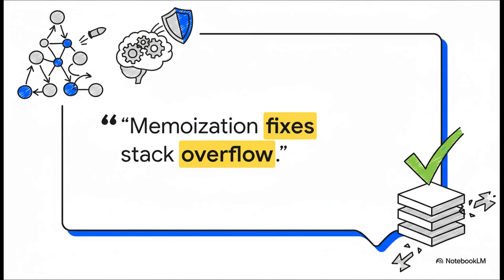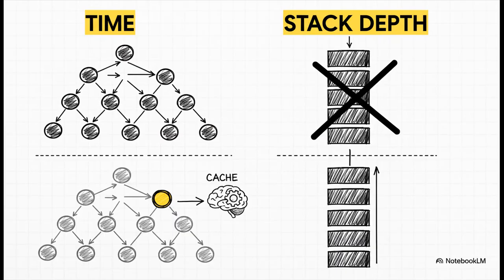Now, if you've dealt with this problem before, you're probably thinking, aha, I know how to fix this: memoization. It's a fantastic optimization technique, and there's a common belief that it's the silver bullet for all recursive performance issues. But this is a really critical misconception. Memoization is amazing, don't get me wrong. It drastically cuts down on time by caching results so you don't recalculate the same thing a million times.